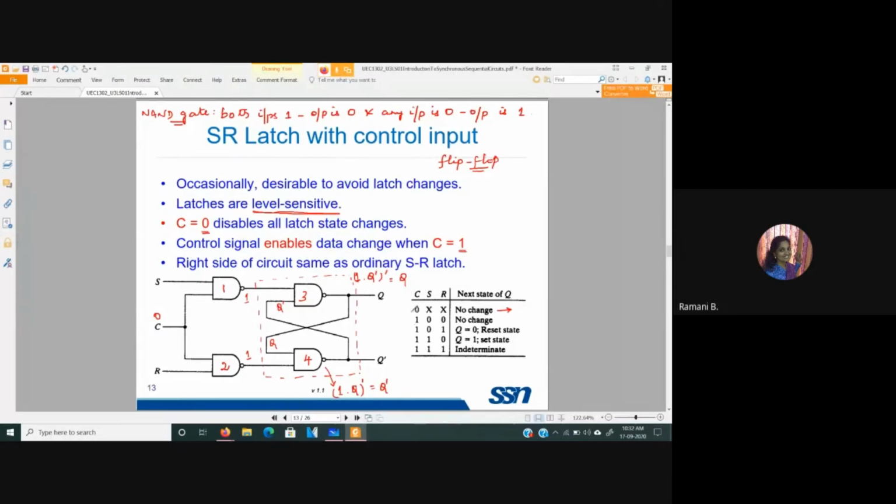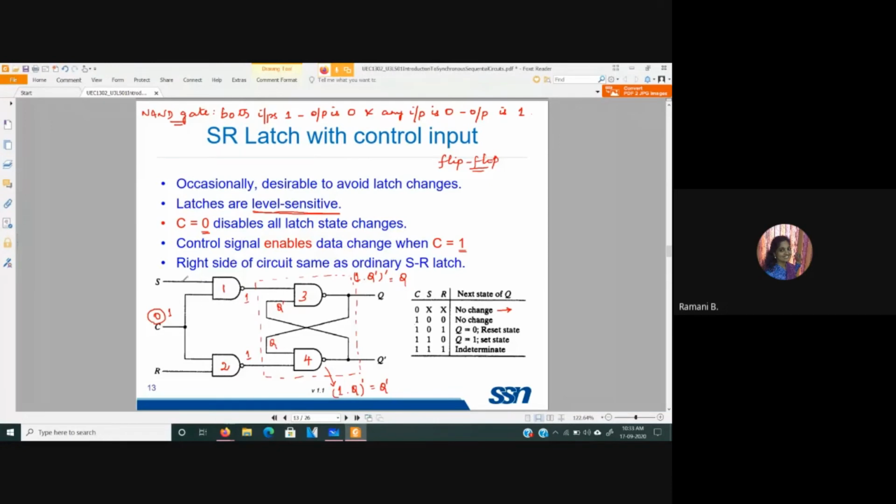So when C is equal to 0, irrespective of my S and R value, it is a no change condition. That is, whatever the value of Q and Q bar were, it will remain the same. Now if we change the value of C to 1, in that case alone you have to know what the values of S and R are going to be. Based on that, the output of gates 1 and 2 differs, right?